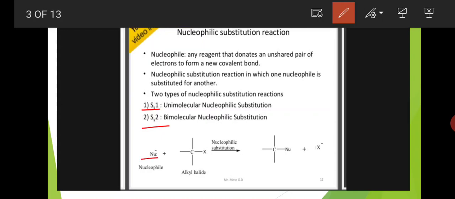Here Nu minus is the nucleophile, plus the alkyl halide CH3X. Here nucleophilic substitution will occur. Nucleophilic substitution means the halogen is substituted by the nucleophile; in place of the halogen, the nucleophile is attached, and the halogen leaves. This reaction is called the nucleophilic substitution reaction.